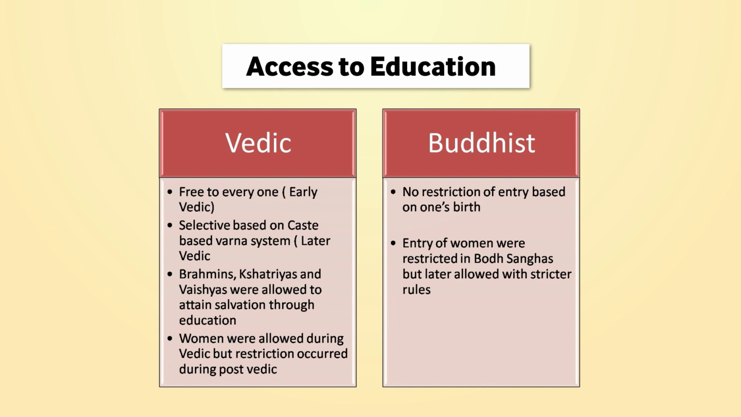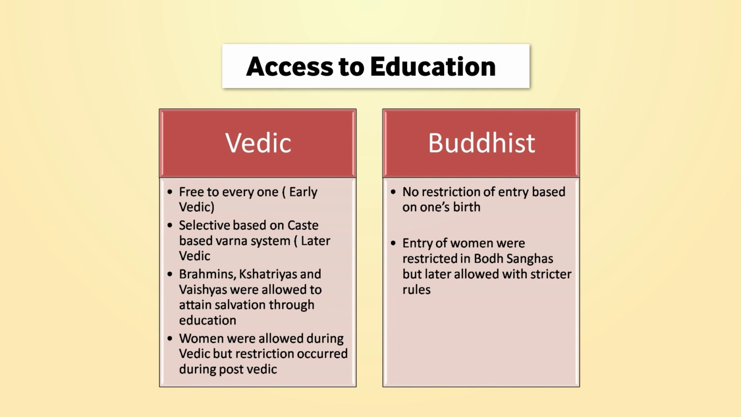But in the later Vedic system, because of a strong social stratification in society based on the caste or varna system, restrictions came and only Brahmins, Kshatriyas and Vaishyas were allowed to get education, where Shudras were not provided scope for getting educated. But in the Buddhist system, we can see that there was no restriction of entry based on one's birth, caste or varna. Anybody requiring education can go and meet the gurus or the monks, and enroll in the education during the Buddhist period.